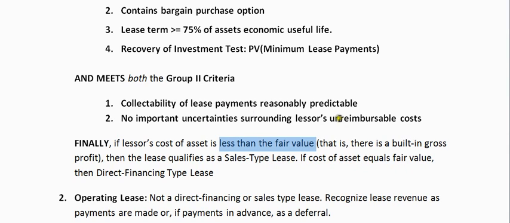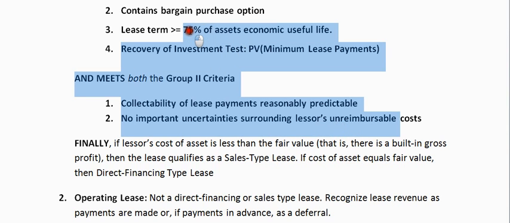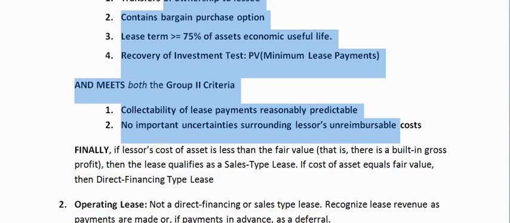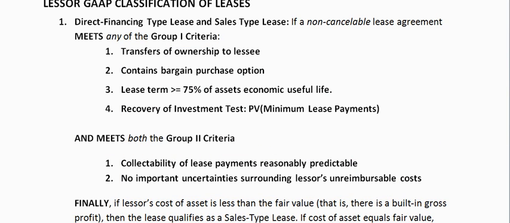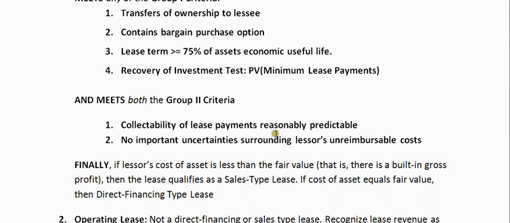But once you've met Group 1 and Group 2 criteria up here, you know that you have a capital lease. The last step is just, do I have a direct financing capital lease or a sales type capital lease? So that's the classification.